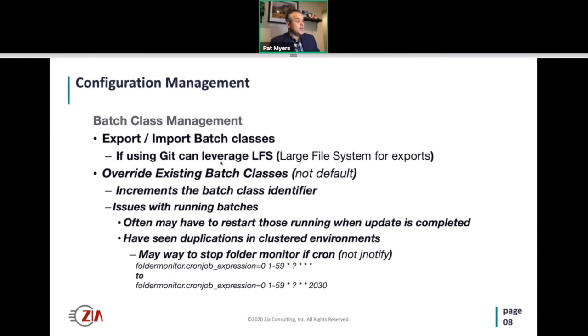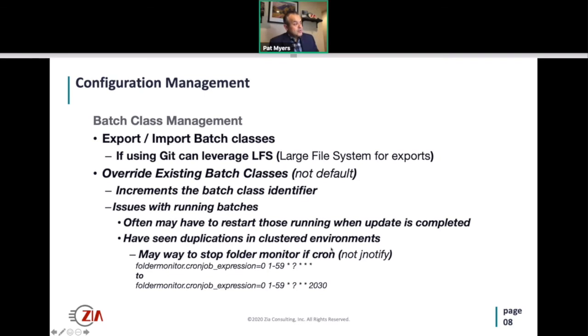If you're using something like Git, you might want to use LFS, the large file system, for exports. If you're in mortgage, or even in some AP type of accounts, and you have a lot of samples in there, this can get to a gigabyte of an export. So it's huge. Try to be optimized when you're using one of those source control systems.